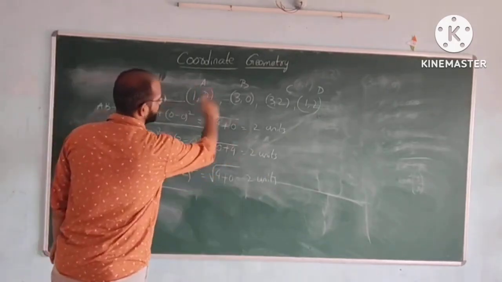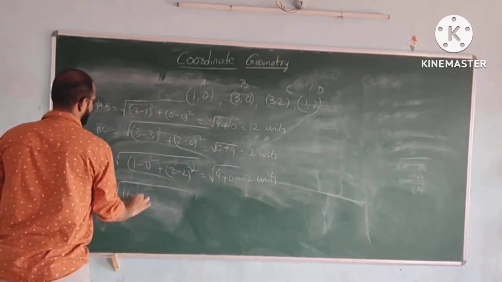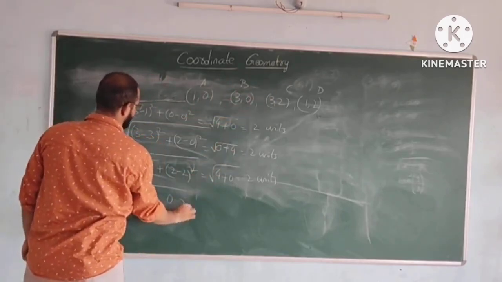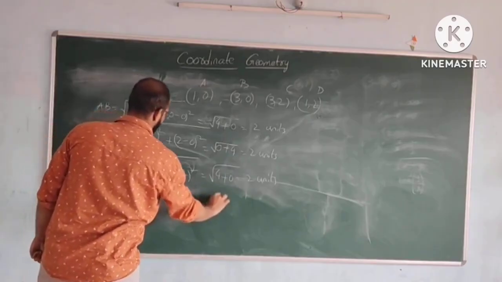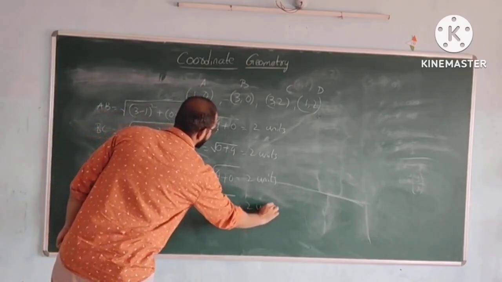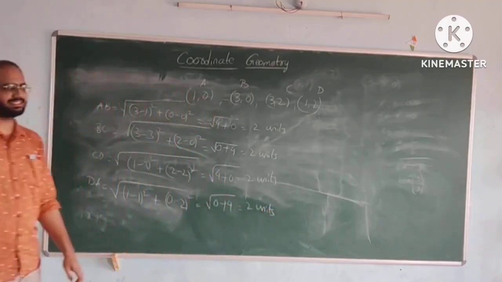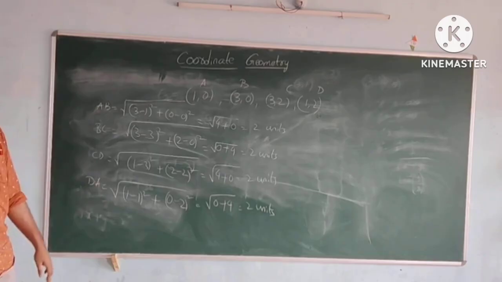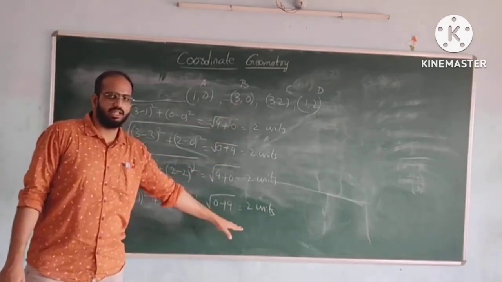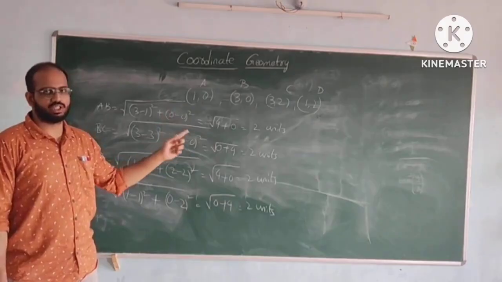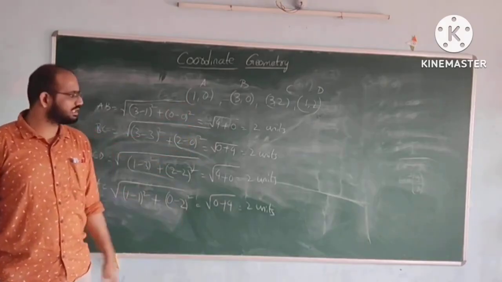DA is 1 minus 1 square plus 0 minus 2 square. It is again root over 0 plus minus 2 square, which is 4, so 2 units. So we have found the distances of AB, BC, CD, DA. Right. We got all 4 sides equal. It may be a rhombus or a square. How can we find whether it is a rhombus or a square? We want to find the diagonal lengths also.